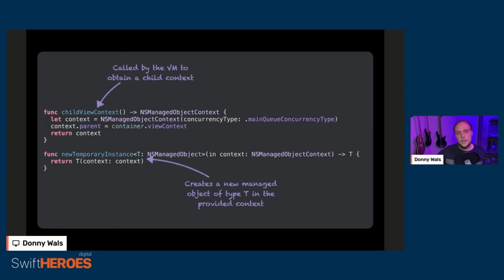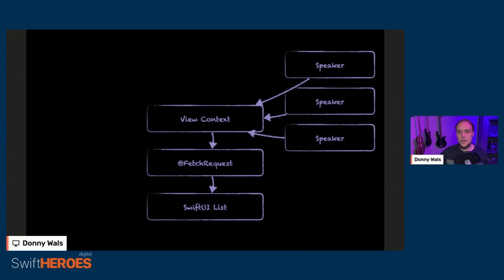So the reason this child context is so important is because normally when you load data in a SwiftUI app, the flow of it looks a little bit like this. You have your SwiftUI list, you have your fetch request, you have your view context. And the view context feeds into the fetch request, and the fetch request feeds your list. And if you have 3 speakers in your view context, all 3 speakers are shown to the user. If you add a speaker, then 4 speakers exist in the view context, and automatically this view context will tell the fetch request, or the fetch request will detect this, and the fetch request will then update your SwiftUI list.